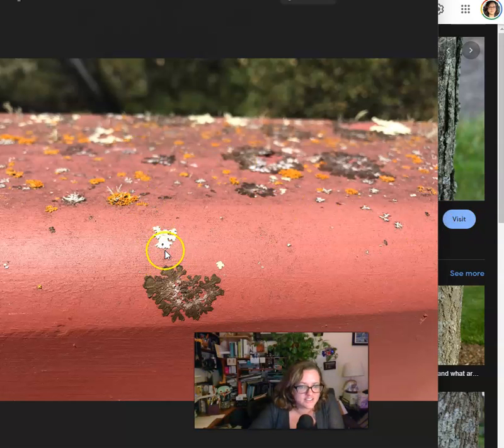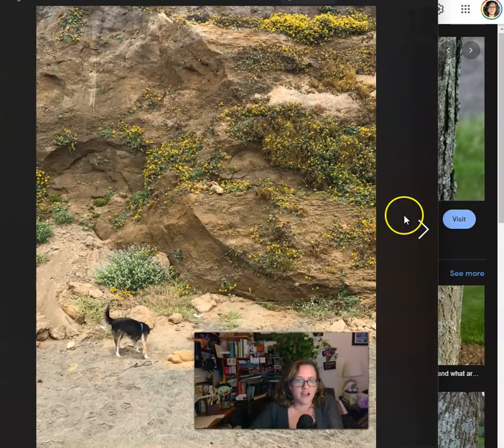But notice this is just on the bridge. Look at all the diversity of these species. Here's one that's very flat. Here's one that kind of branches and is orange. So there's at least 3 different species going on here. It's very interesting.